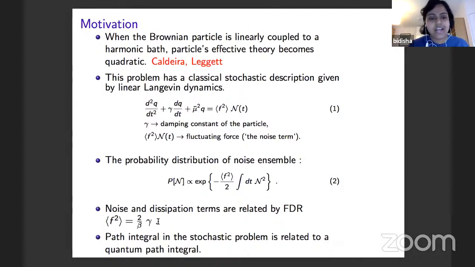Beta is the inverse temperature. The classical argument by Einstein, the way it was first realized, was that when the particle interacts with the bath oscillators, it dissipates energy, and the dissipation will be proportional to the number of oscillators in the bath. On the other hand, because the bath is a thermal bath, it has thermal noise, and the energy coming from the noise is proportional to the number of oscillators in the bath times half kBT. In thermal equilibrium, these two energies have to compensate for each other, and from there this kind of relation was first realized. And so the path integral in this stochastic problem is really related to a quantum path integral. This was the main idea of the Caldeira-Leggett model.